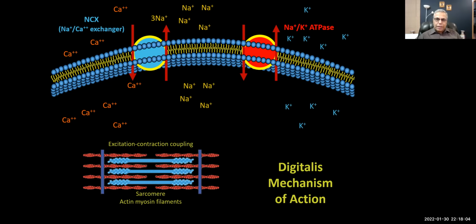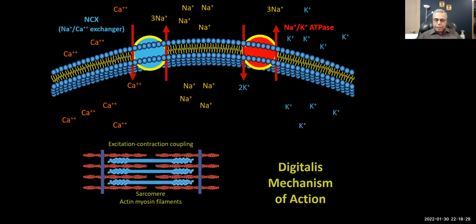All right, now the thing is, as soon as the action potential is over, this sodium-potassium ATPase will come into action, and it will start pumping out 3 sodium and bringing in 2 potassium, right? So it will restore the concentration of intracellular potassium and extracellular sodium.